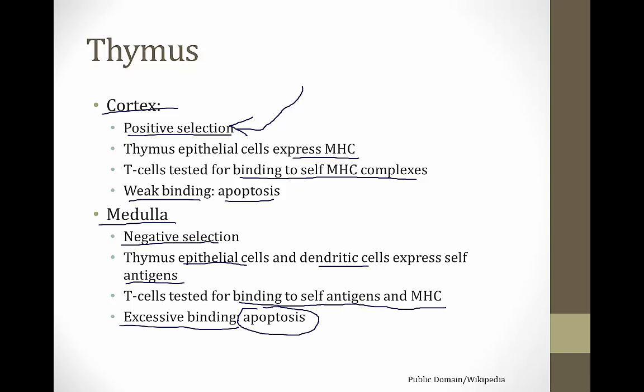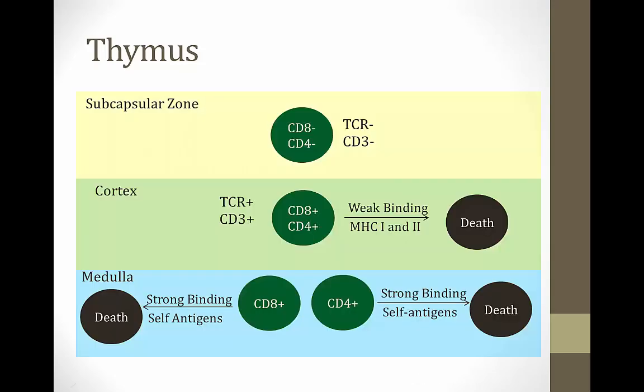If we allowed T cells to survive the thymus that bound very strongly to self-antigens, we would get lots of autoimmune disease. And this is called negative selection because we are allowing cells to survive that do not bind very strongly to self-antigens and MHC complexes. So here's a picture to help you understand this process better and to help you remember it.